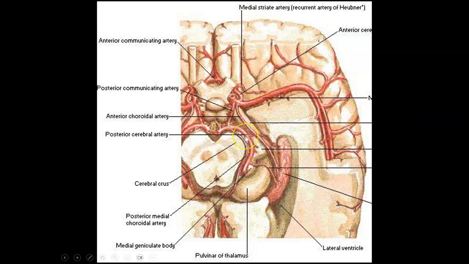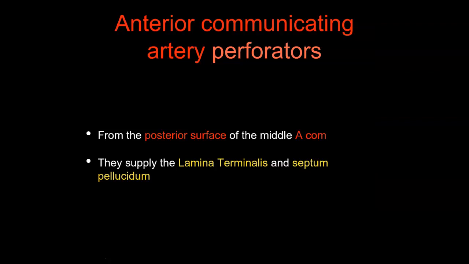Anterior choroidal artery passing around the lateral brainstem together with the optic tract. As you remember, passing through the choroidal point, entering the temporal horn of the lateral ventricle, supplying the choroid plexus. Also, perforators from the anterior communicating artery.